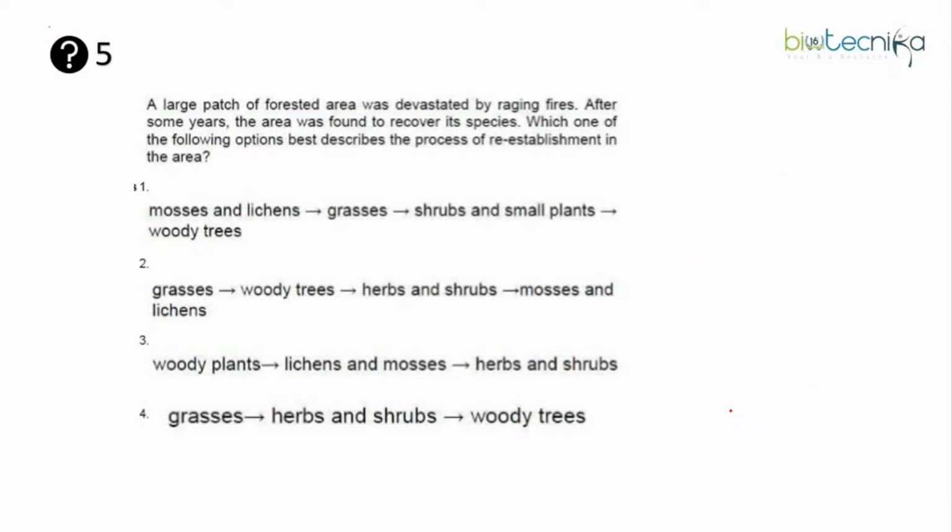All right. Moving forward to question number 5. Come on. This is a very subjective question. No maths, no graph. So this is saying a large patch of forested area was devastated by raging fires. After some years, the area was found to recover its species. Which one of the following options best describes the process of re-establishment in the area?